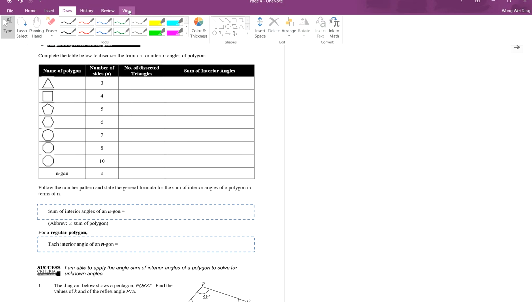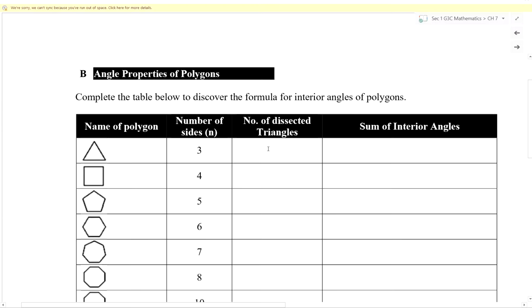Okay, we will be filling out this table over here. For the first one, name of the polygon, you can just fill them out yourself. Triangle. Number of sides, there are 3. Number of dissected triangles. Okay, how many triangles can you find in this shape? How many triangles do you see? No, it's not a trick question. How many triangles are there? 1. Yeah, okay, it's just 1 triangle.